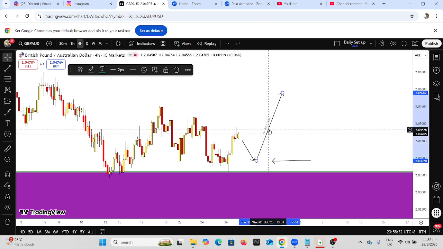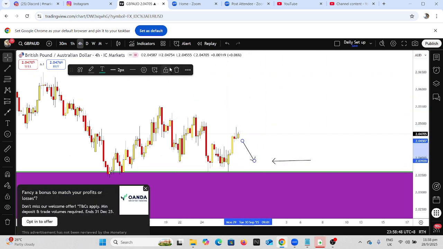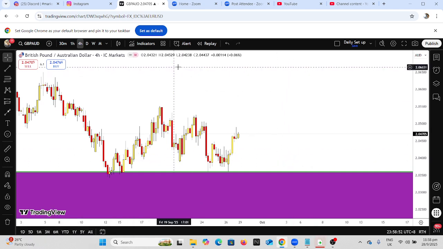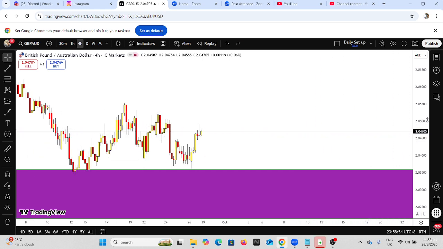This upcoming week we have 2 days going into the end of the month of September, and then we have a new month of October, in which there will be an NFP, non-farm payrolls, on the 3rd of October as the beginning of a new month. So it will be interesting to see where the market's going to go. Okay, that's it for Pound Aussie.